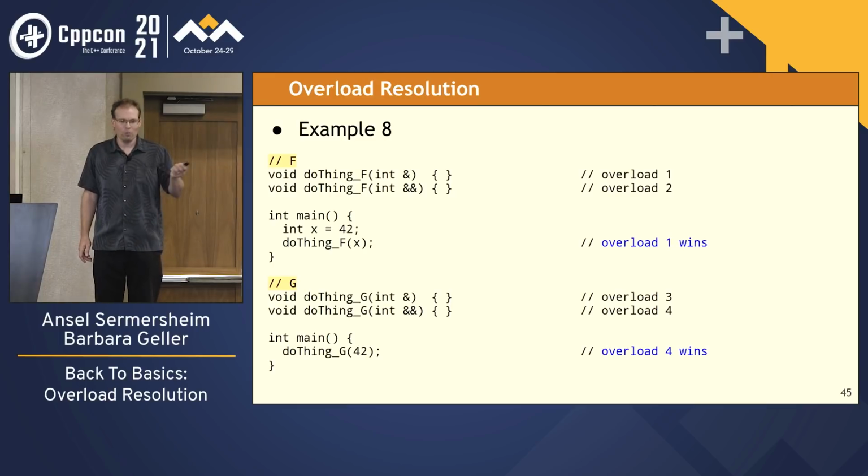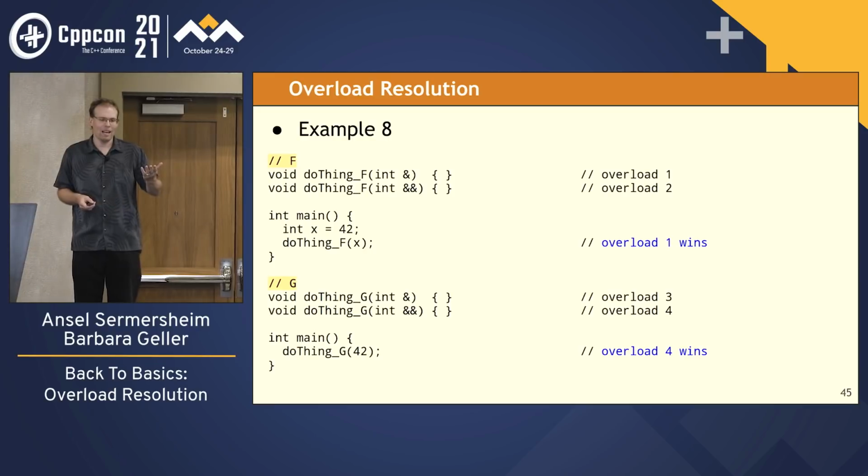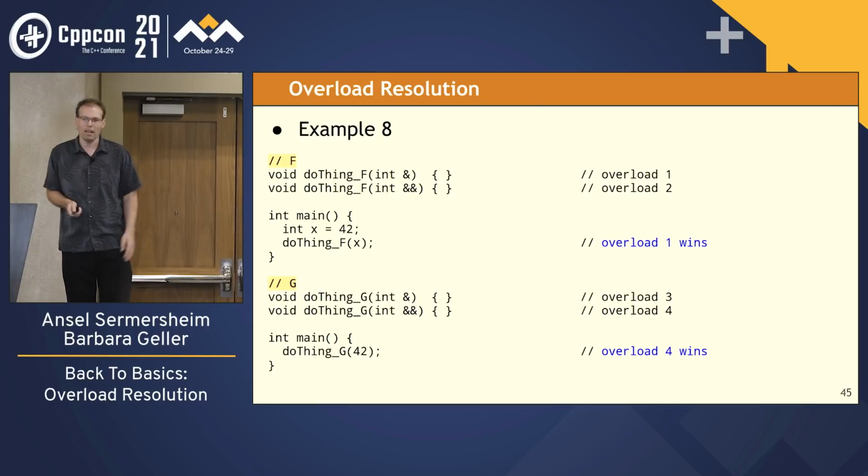The question was, excellent you said question. Not valid, not ranked lower. That's correct. So for example, overload 2 is not a valid candidate. The way the compiler looks at it is there's no conversion from an L value of type int to an R value reference of type int. So it's just not a valid candidate. It's thrown out at the second step.